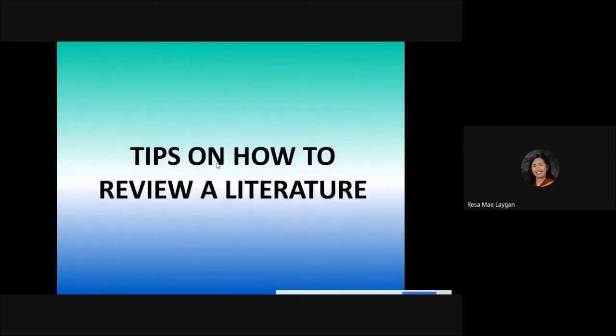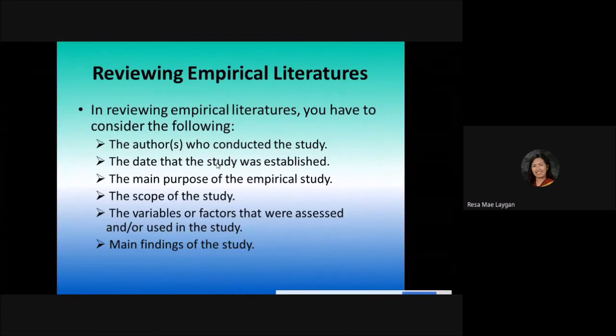Okay? So I will give you tips on how to review a related literature. In reviewing empirical literatures, you have to consider the following: the author who conducted that study, the date that study was established, and you have to make sure that the date should be recent, the main purpose of the empirical study, the scope of the study, and the variables or factors that were assessed and or used in the study. And most importantly, the main findings of the study.